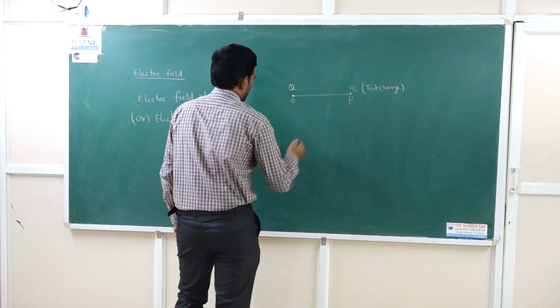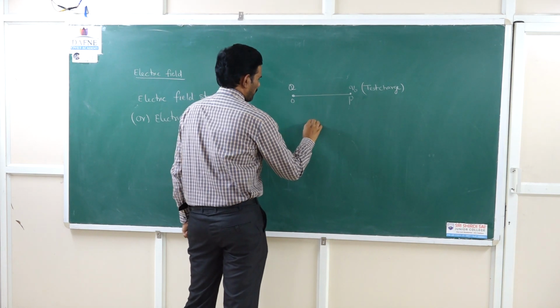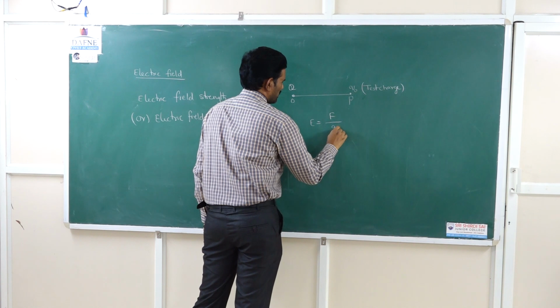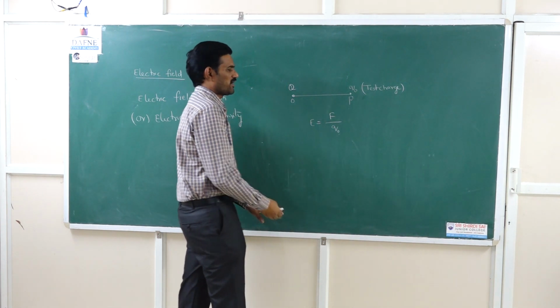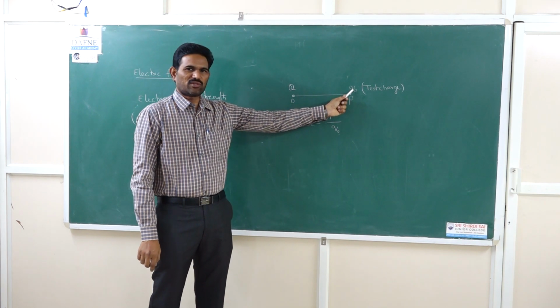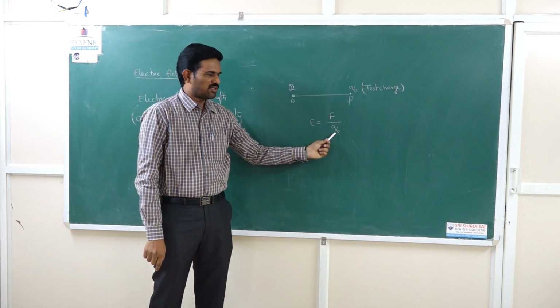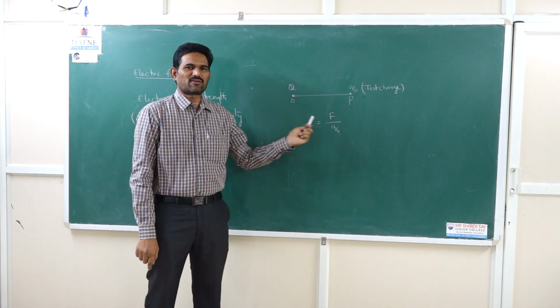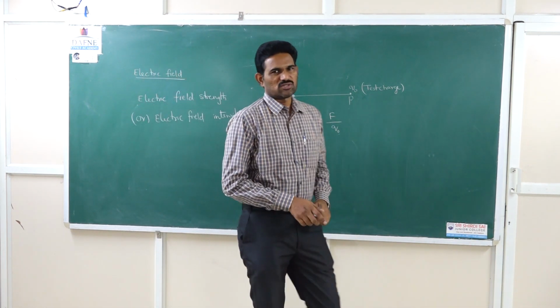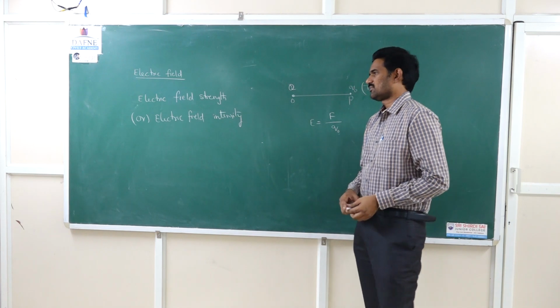And so now this electric field strength at that point P is defined as the force acting per unit charge. That means F by Q naught, where F is the electrostatic force acting on this Q naught. So that force per unit charge is nothing but we call electric field strength. So that is the definition of electric field strength. Write down the definition: electric field strength.